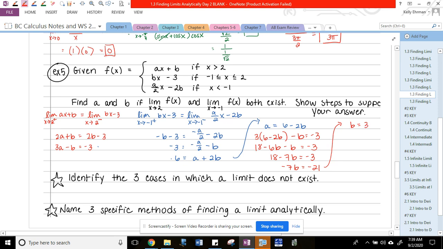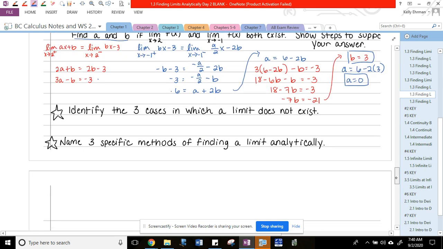And then I can go back and find a, because remember this blue equation, a is equal to 6 minus 2 times 3. And so 6 minus 6 is 0. B is 3, a is 0, and that's all we had to do, find a and b. You could have solved the actual system differently. Maybe you found a first. It doesn't matter, as long as you get the same a and b.